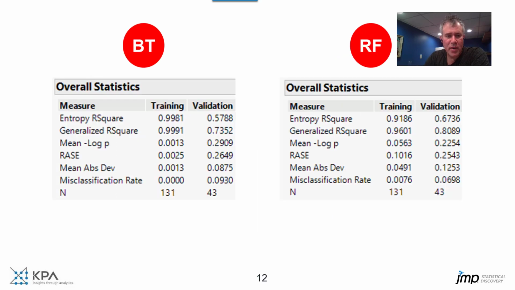If we look at the overall model fit report, we see that the Boosted Tree model has a very high training R-squared of 0.998 and a somewhat smaller validation R-square of 0.58. This looks like an overfit situation. When we look at the random forest, it has a somewhat smaller training R-squared, perhaps a more realistic one than the bootstrap forest, and it has a somewhat larger validation R-squared, so the generalization performance of the random forest is hopefully a little bit better. So I'm inclined to trust the random forest model a little bit more.